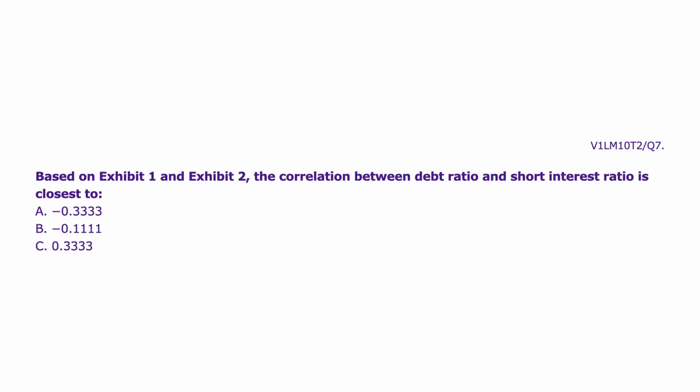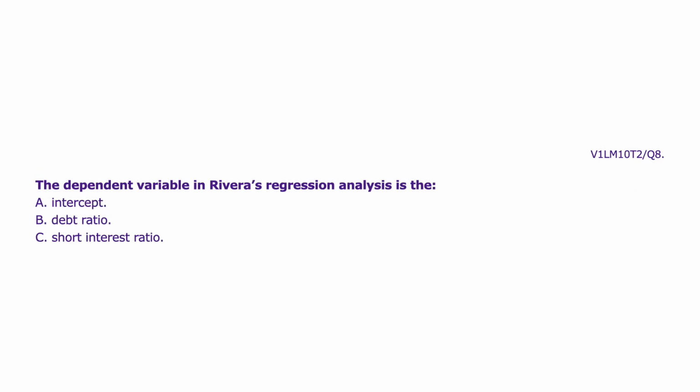Based on Exhibit 1 and Exhibit 2, the correlation between debt ratio and short interest ratio is closest to: A, negative 0.3333; B, negative 0.1111; C, 0.3333. The dependent variable in Rivera's regression analysis is the: A, intercept; B, debt ratio; C, short interest ratio.